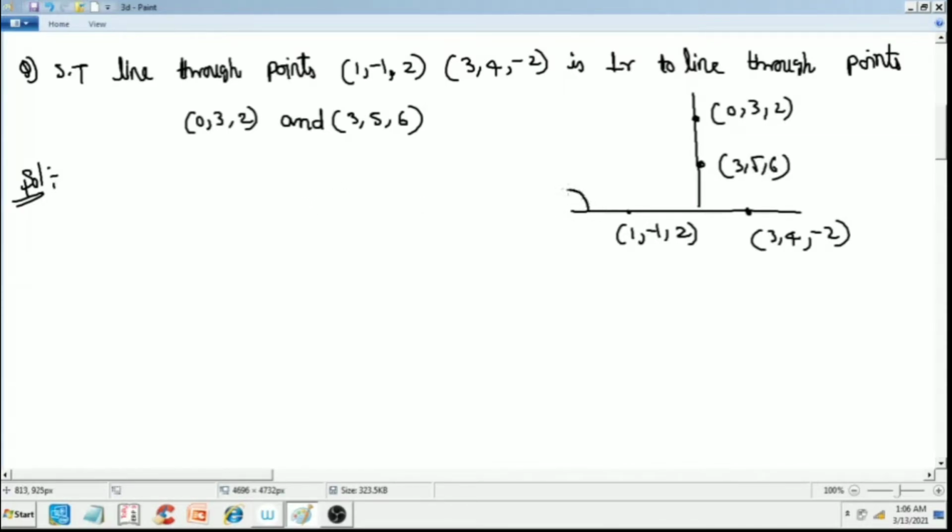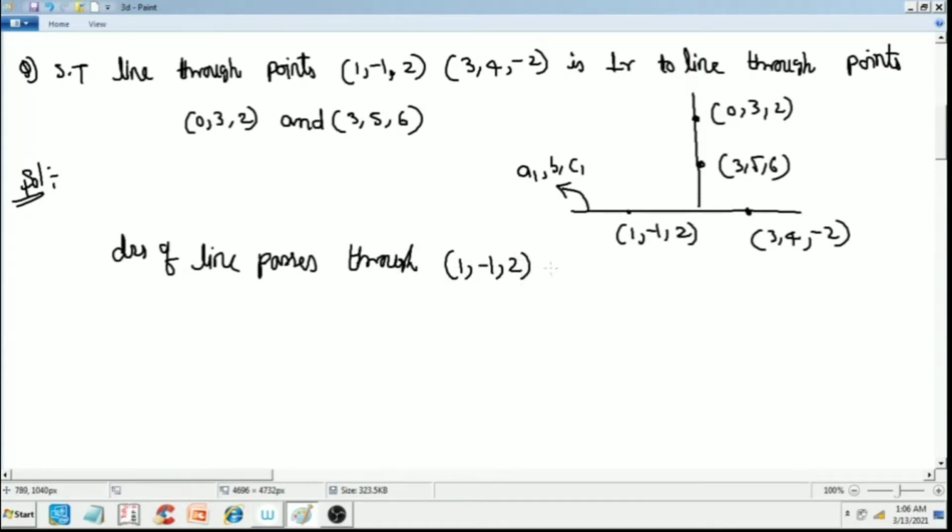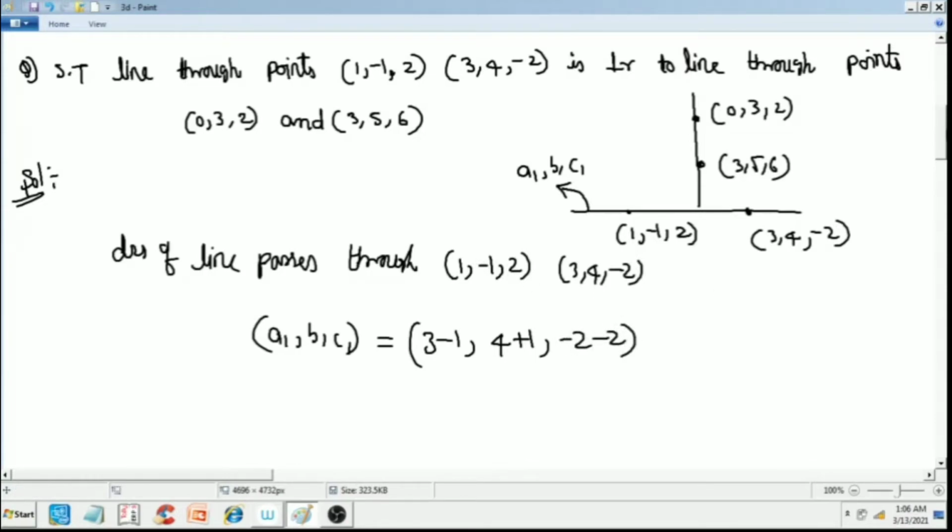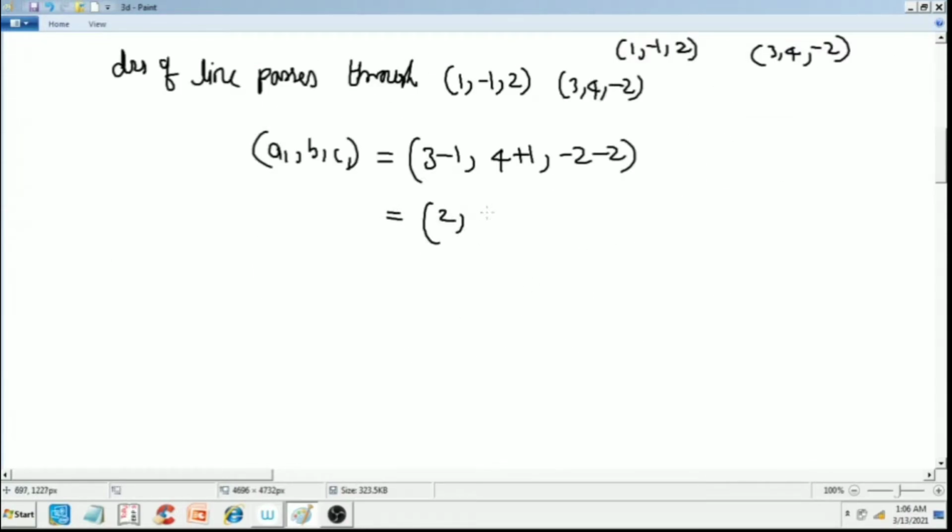Let us say the DRs of the first line will be A1, B1, C1. Now find the DRs of the line passing through (1, -1, 2) and (3, 4, -2). So the DRs A1, B1, C1 are x2 minus x1, which is 3 minus 1, y2 minus y1, which is 4 minus of minus 1, and z2 minus z1, which is minus 2 minus 2. So this will be 2, 5, -4, the DRs.